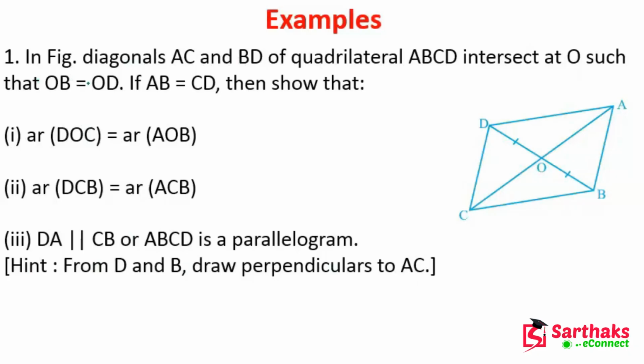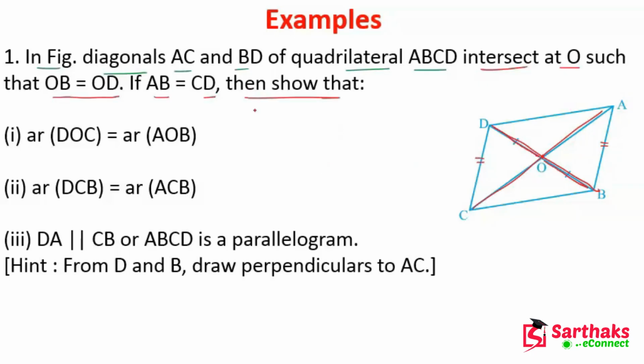In this question, in the figure, diagonals AC and BD of quadrilateral ABCD intersect at point O such that OB is equal to OD. It means this line OB is equal to OD, and AB is equal to CD.